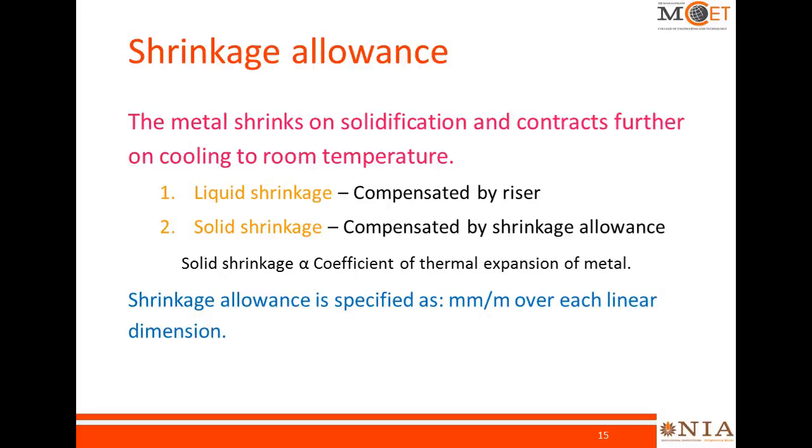Therefore, there will be further shrinkage because of reduction in temperature, and this can be compensated by making the pattern slightly larger than the component, so that when the metal shrinks, it will occupy the required shape, and this is shrinkage allowance. Shrinkage allowance is specified per meter over each linear dimension. For every meter length, this much amount of allowance has to be provided on the pattern.